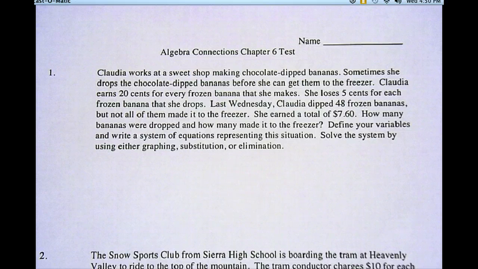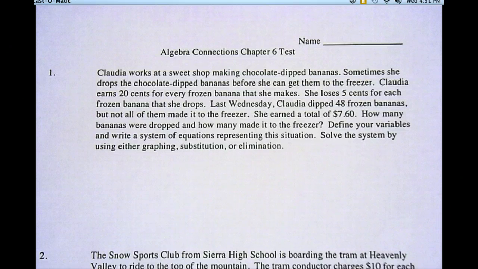Claudia works at a sweet shop making chocolate dipped bananas. Sometimes she drops the chocolate dipped bananas before she can get them to the freezer. Claudia earns 20 cents for each frozen banana she makes and loses 5 cents for each frozen banana she drops. Last Wednesday, Claudia dipped 48 frozen bananas, but not all of them made it to the freezer. She earned a total of $7.60. How many bananas were dropped and how many made it to the freezer?